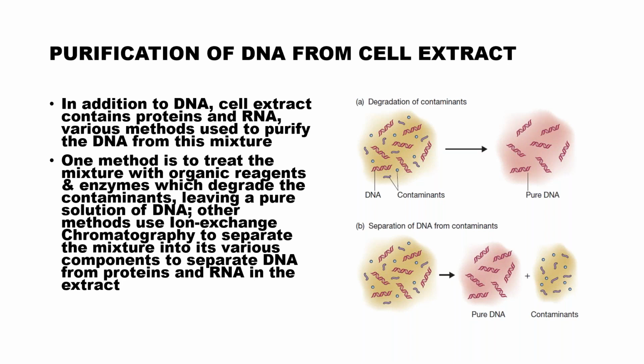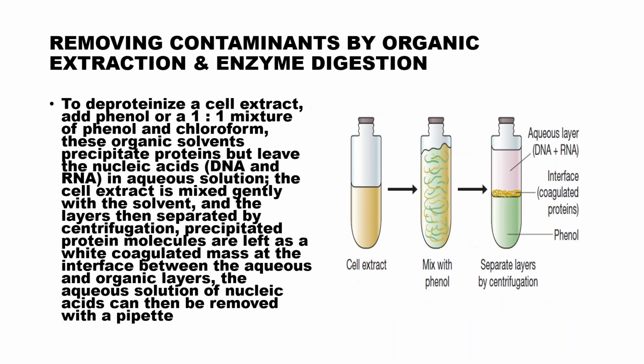For that we have two methods. We can go for either organic treatment with certain organic reagents and enzymes, or chromatography, that is ion exchange chromatography. In the case of organic reagents, first we can go for protease enzymes in order to degrade the proteins, or we can apply ribonuclease in order to cleave the RNA. Followed by addition of organic reagents such as phenol or a phenol and chloroform mixture in order to precipitate the DNA. Fine. And separate it by centrifugation.